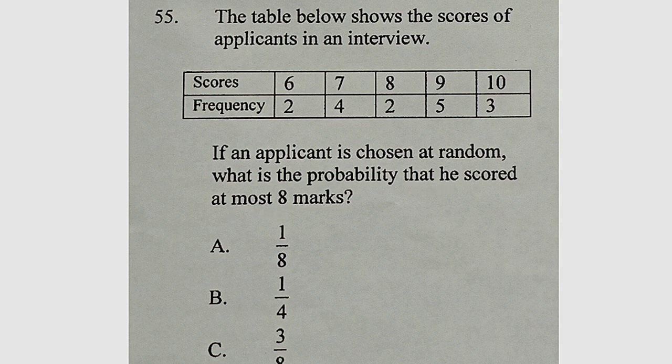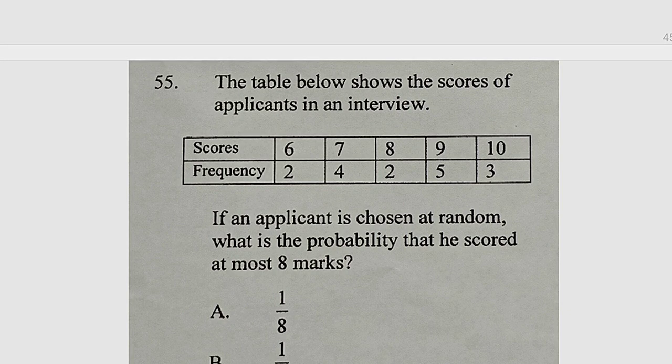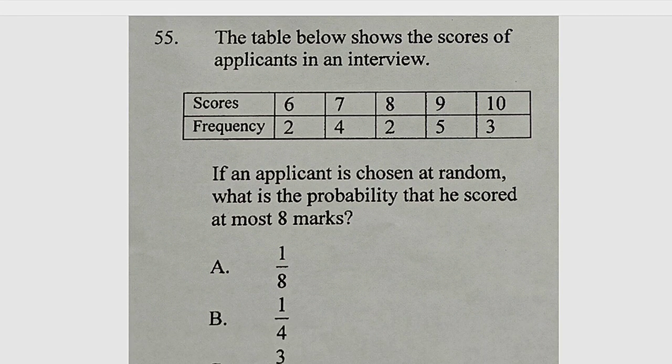What is this "at most"? It means less than or equal to. So we're looking for the number of candidates that scored within 0 and 8. That is any mark equal to 8 or less than 8. To find the probability, we need to find the number of those candidates divided by the total number of candidates. So let's find them.